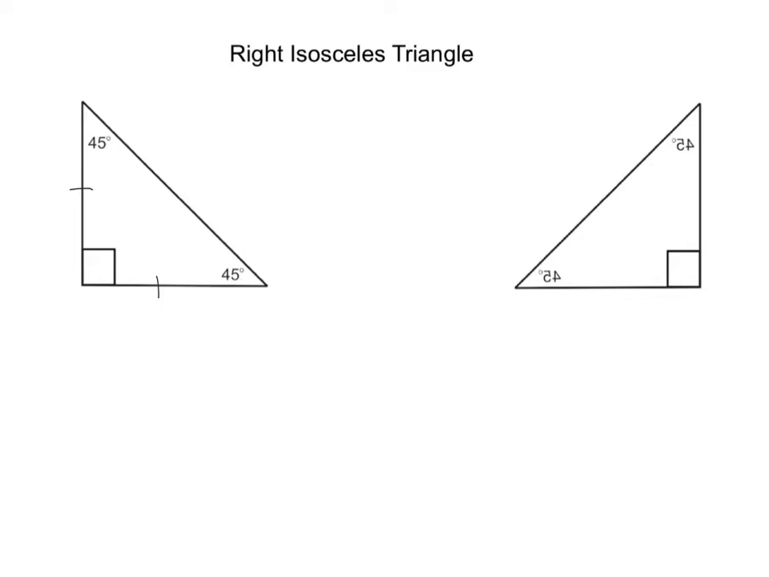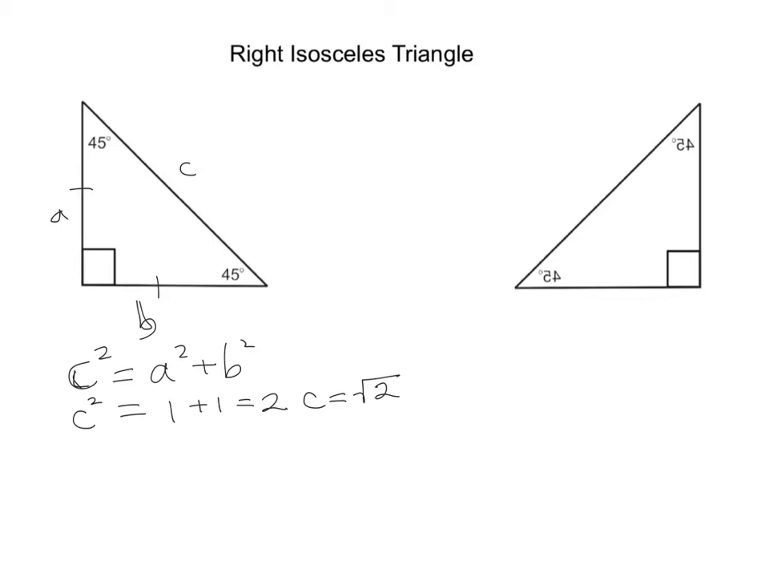All right, so here's an example. This would be side a, this would be side b, and this would be side c. So the Pythagorean theorem says c squared is equal to a squared plus b squared. All right, so let's let a and b be the same number, whatever that might be. Okay, so let's let it be 1. So we would say that c squared is equal to 1 squared plus 1 squared, which is 2. So then c would be equal to the square root of 2.